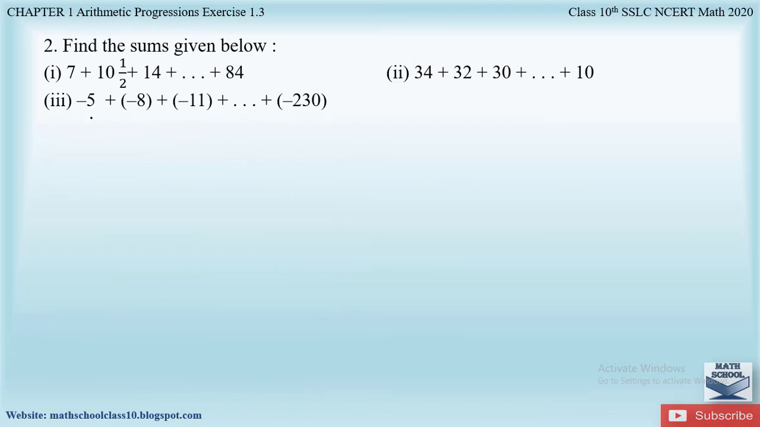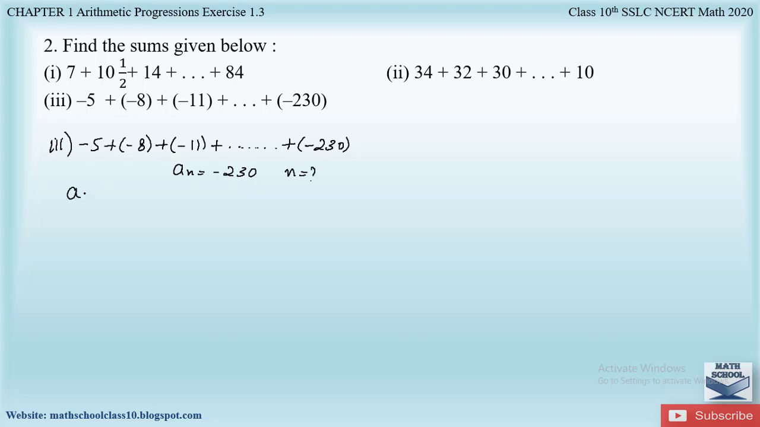So similarly, let us solve the third part of question number 2 in the same way. The question is minus 5 plus minus 8 plus minus 11 plus, and the last term given is minus 230. So the last term an is given, that is minus 230. Now using this nth term, let us find the n value by applying the nth term formula: an is equal to a plus n minus 1 into d, where a is the first term, minus 5, and d is equal to a2 minus a1. a2 is minus 8, minus a1 is minus 5. So minus 8 plus 5, or d is equal to minus 3.